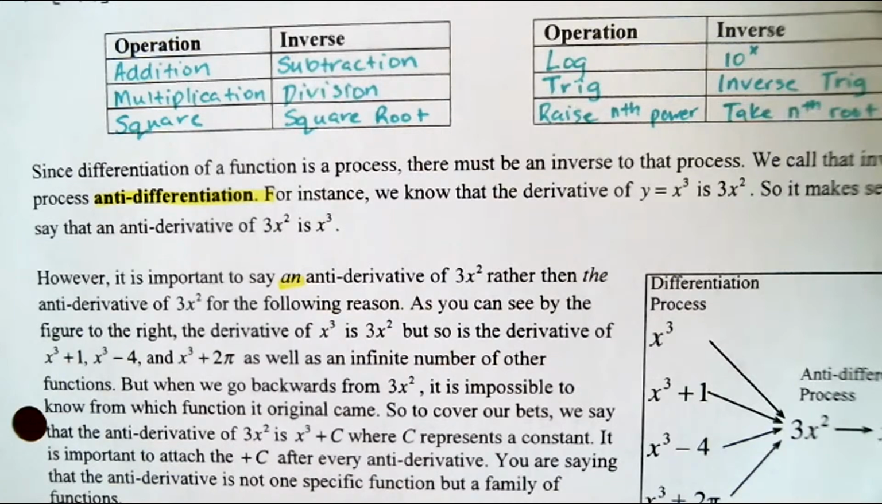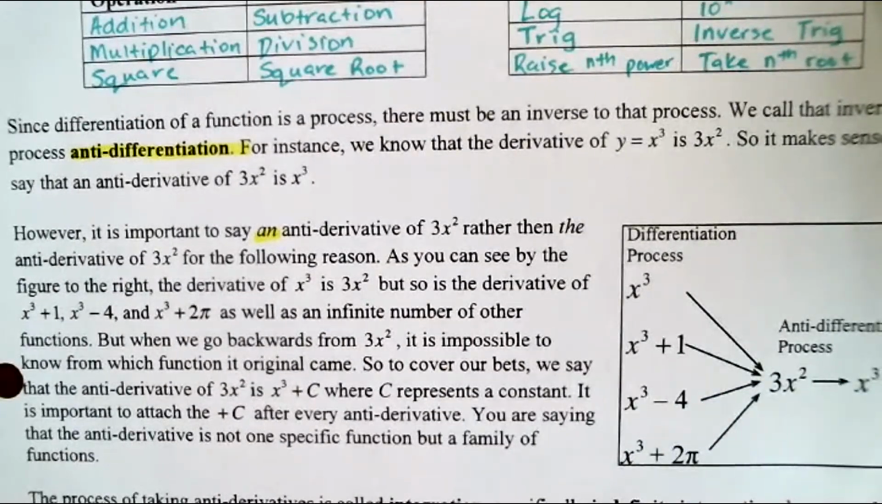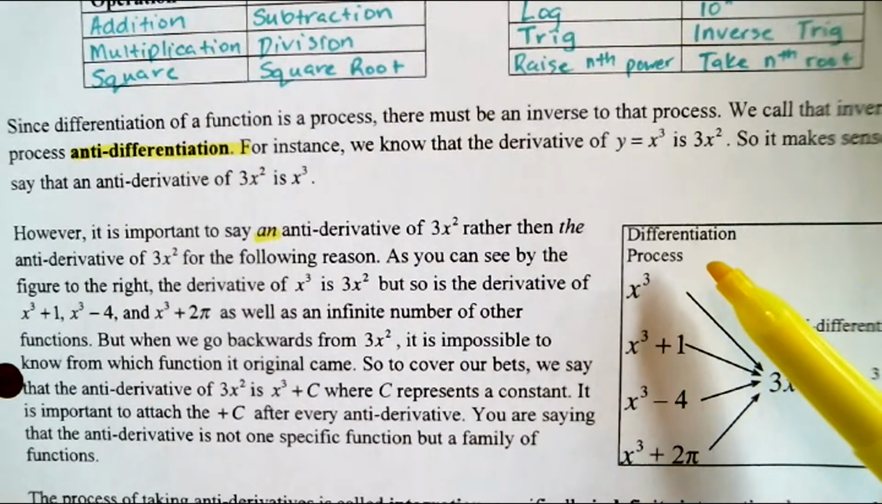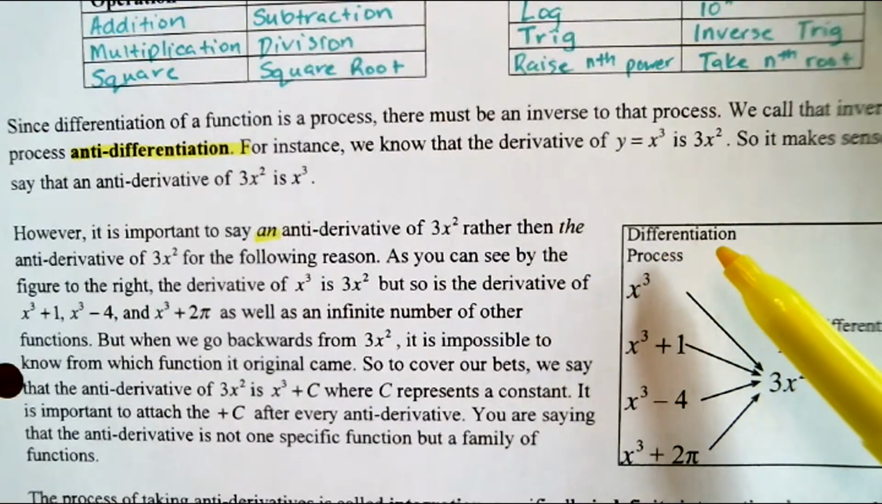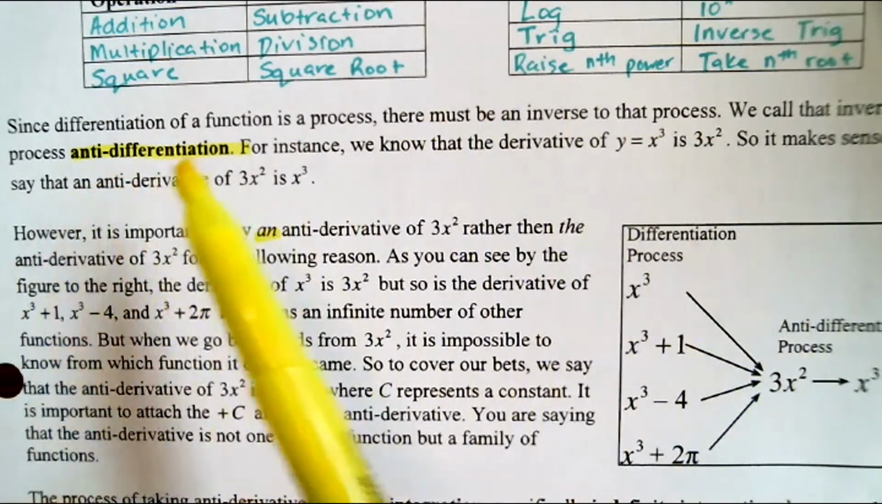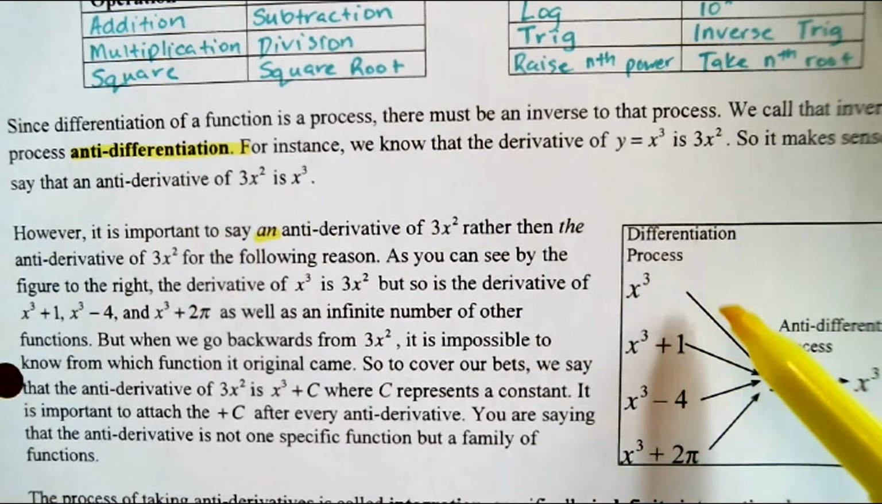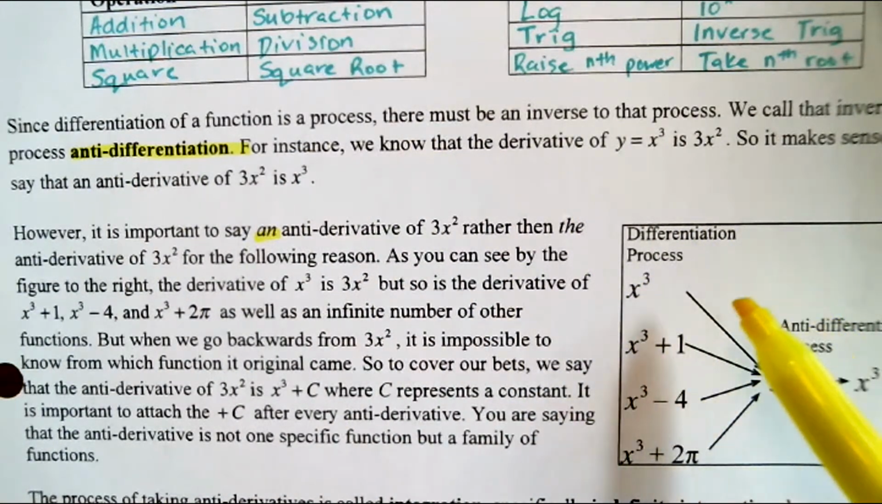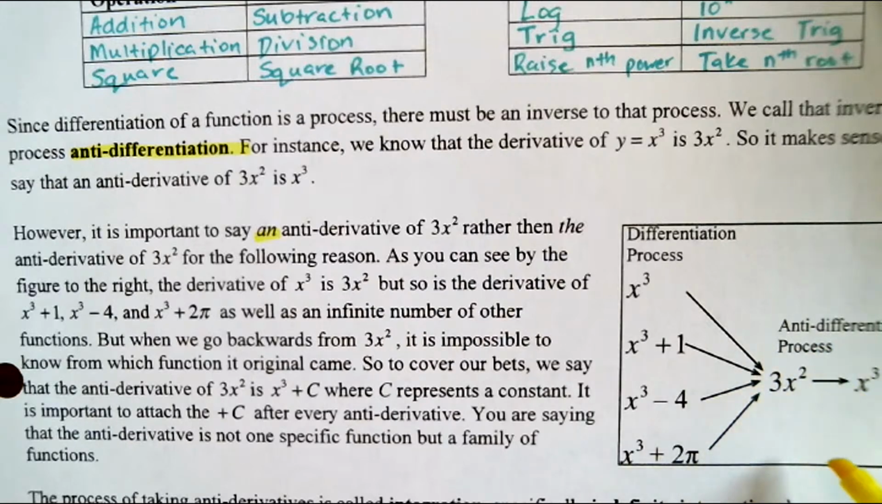As you can see by the figure to the right, the derivative of x cubed is 3x squared, but so is the derivative of x cubed plus 1, x cubed minus 4, and x cubed plus 2 pi, as well as an infinite number of other functions. So again, if we were to do the inverse operation of taking a derivative, which we call anti-differentiation, obviously any of these could get us our answer to that 3x squared.